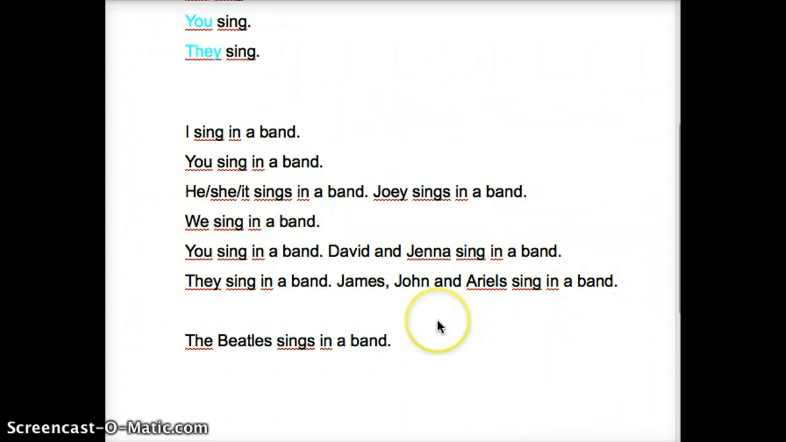And sometimes it can be quite confusing because sometimes you talk about several people and they're seen as one unit, and when it comes to a band, the band is seen as one unit. So we say the Beatles sings in a band, and the reason is that it's seen as a singular item. It's seen as one group. So the Beatles sings in a band. It's seen as one unit.